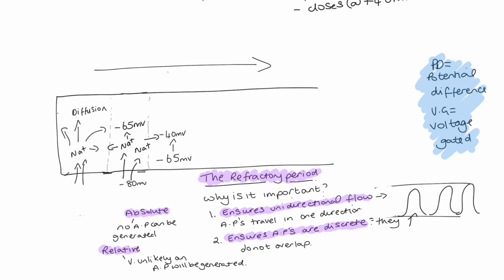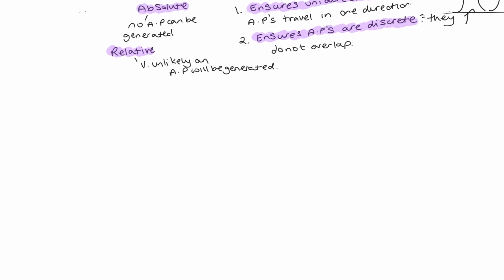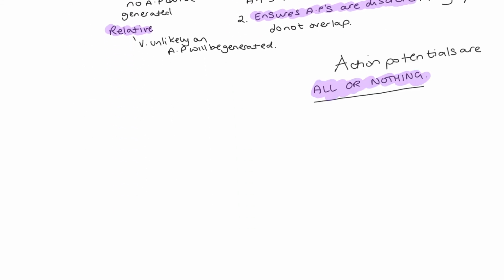Action potentials work on an all or nothing principle. This means that you either create an action potential or you don't. There's no such thing as a small action potential. There's no such thing as a large action potential. An action potential just is what it is. The values don't change, so you never go above plus 40, because the point at which you reach plus 40, it causes something to happen that causes it to repolarize.